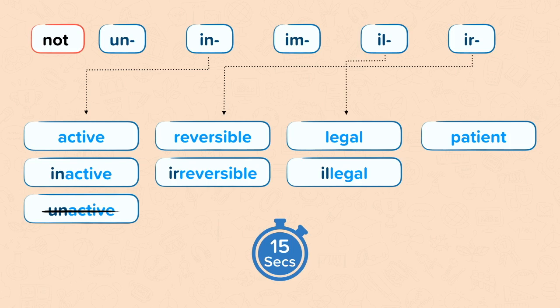Now for our final example, patient. Being patient means that you are able to wait or accept problems while staying calm. And I'm sure a lot of you are being very patient right now. You may want to go out and see your friends, but you just need to wait and stay calm until the lockdown is lifted. But I'm sure a lot of us will also feel impatient at times. This is when we feel like we cannot wait any longer and we find it difficult to remain calm. So we've got impatient here. So well done if you selected that prefix im.